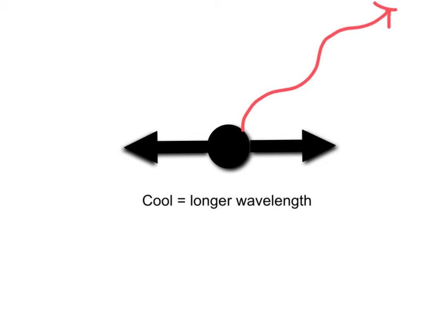This atom is in a cooler object. Therefore, the acceleration is not as high. Therefore, the frequency is lower, and therefore the wavelength of the electromagnetic radiation given off is longer.